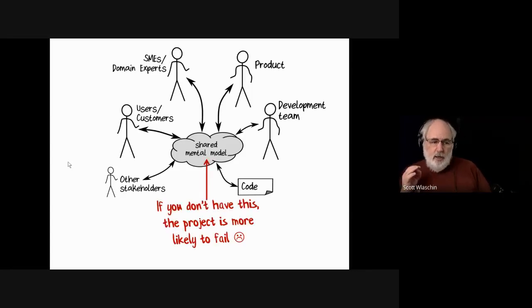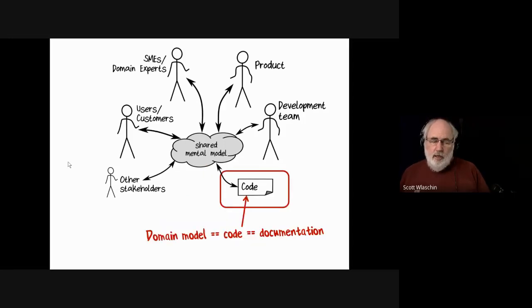And this is the point. If you don't have a shared mental model, I think that the project is going to fail. This is the most likely way that projects fail, because people do not agree on what they're doing. If people don't agree on what they're doing, I think that's a bad situation. So everyone has to agree on what we're building. And ideally, the code represents that too.